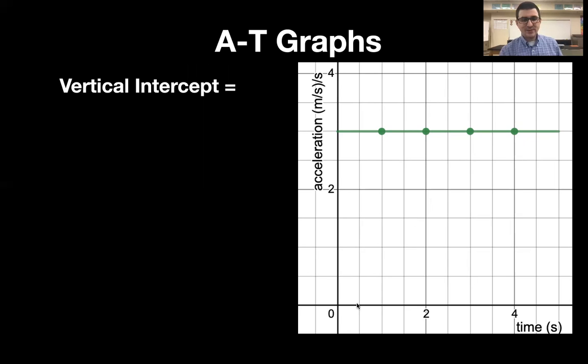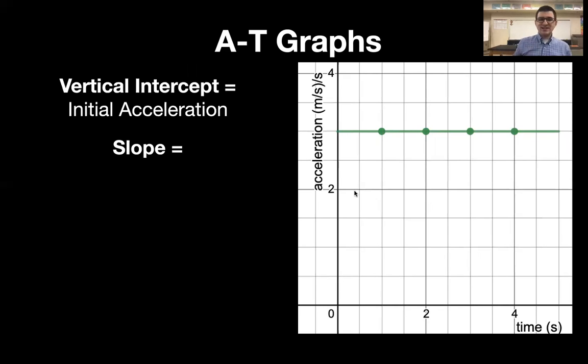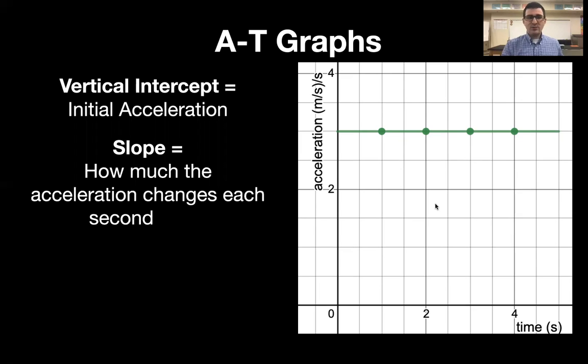So the vertical intercept is just going to be the acceleration at 0 seconds, which we just say is the initial acceleration. The slope of this graph, you'll notice, is 0. What that means is that as time goes on, the acceleration is not changing. If the slope of this graph were anything other than 0, it would be how much the acceleration changes each second. However, you'll notice that this unit is called constant acceleration. So all of our acceleration versus time graphs are going to have a slope of 0.